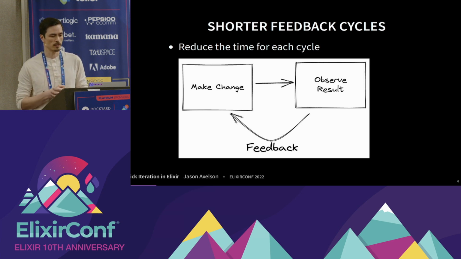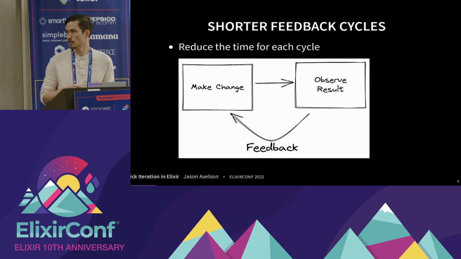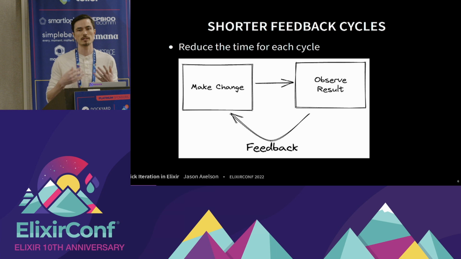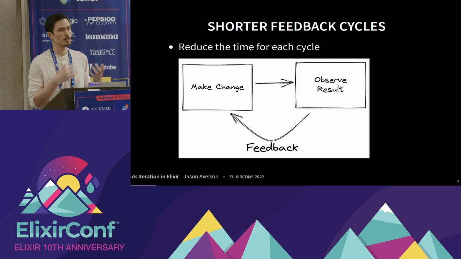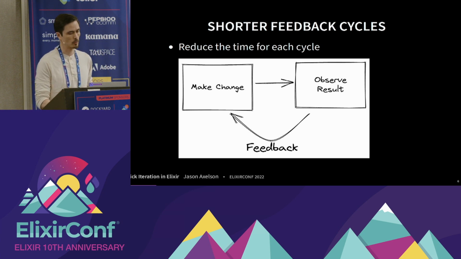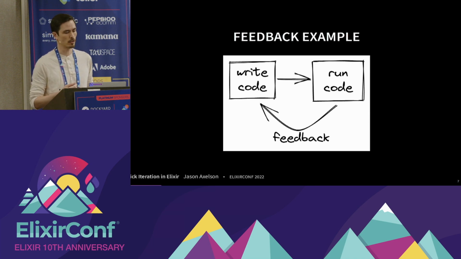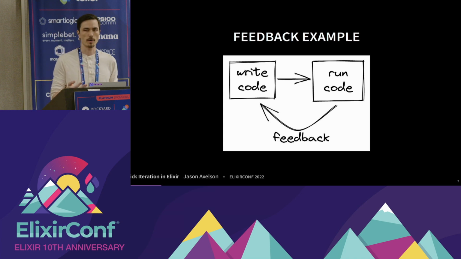One thing that's really important is to have shorter feedback cycles in general and in development. A feedback cycle in general is that you're making some sort of change in the world, and then you observe what the result is, and then based on that result, you use that as feedback to make another change, and then you observe again, and you just do this loop multiple times. So reducing the speed of that loop allows you to move and learn quicker. A simple example of a feedback cycle in code is you write some code, then you run it, you observe the result, and you get some feedback, and you use that to write a new version of your code.